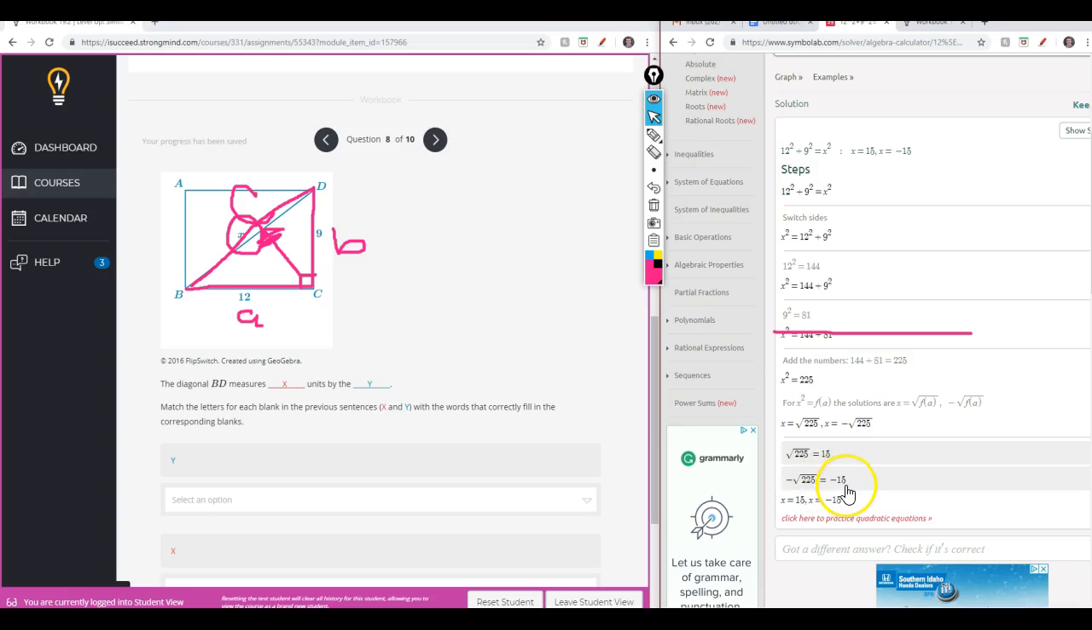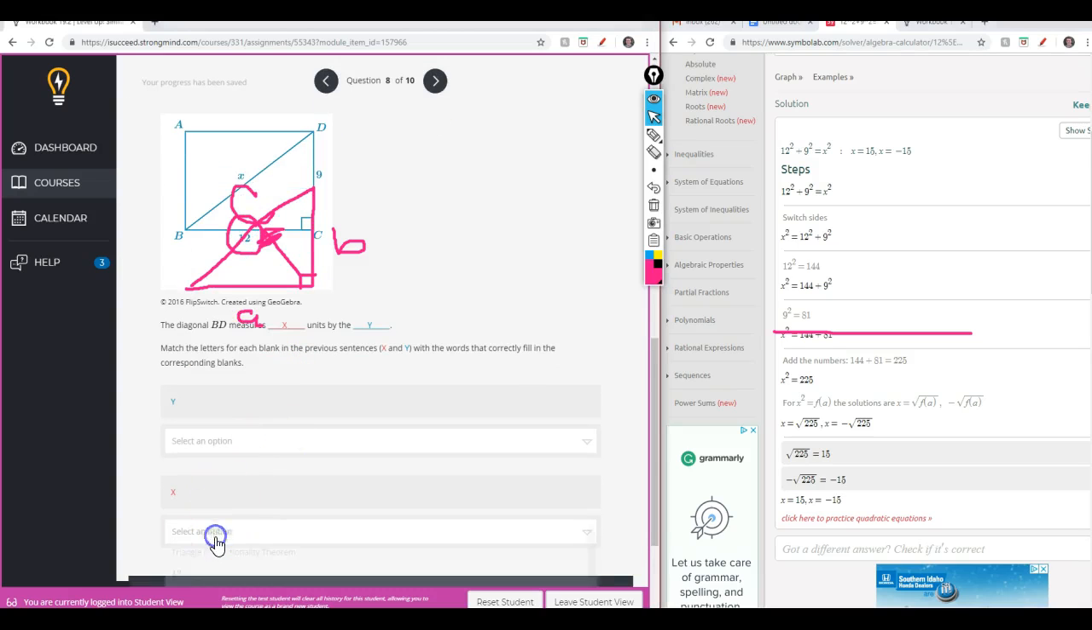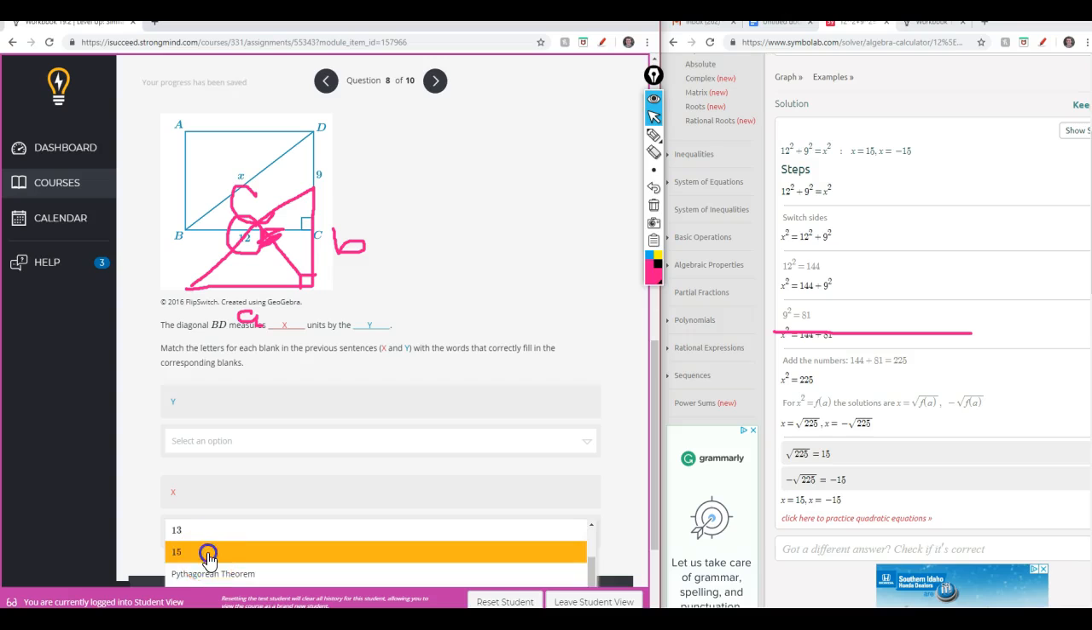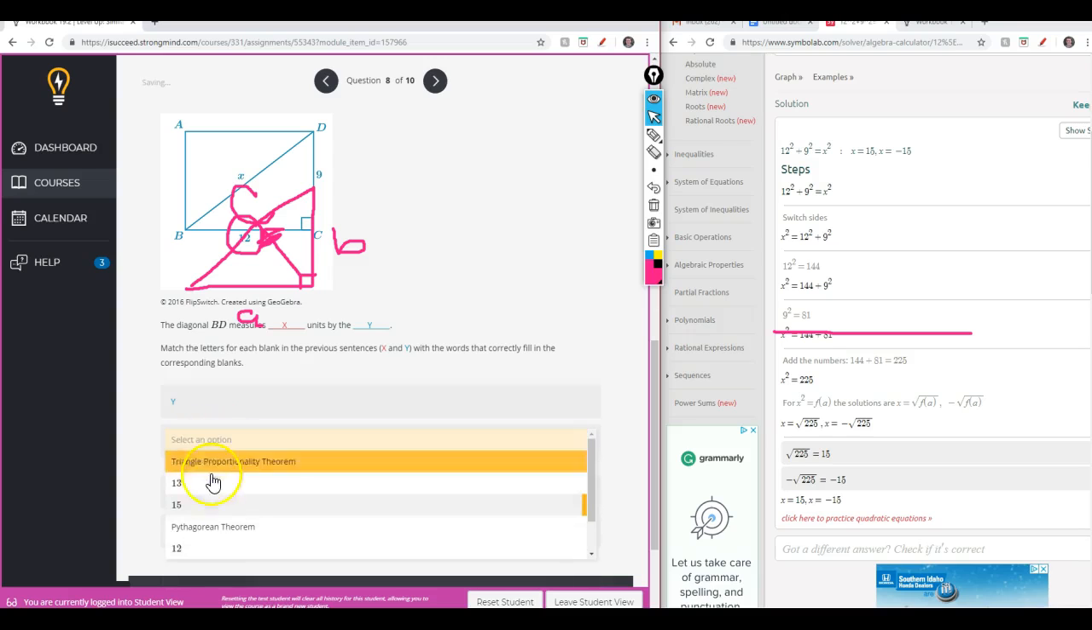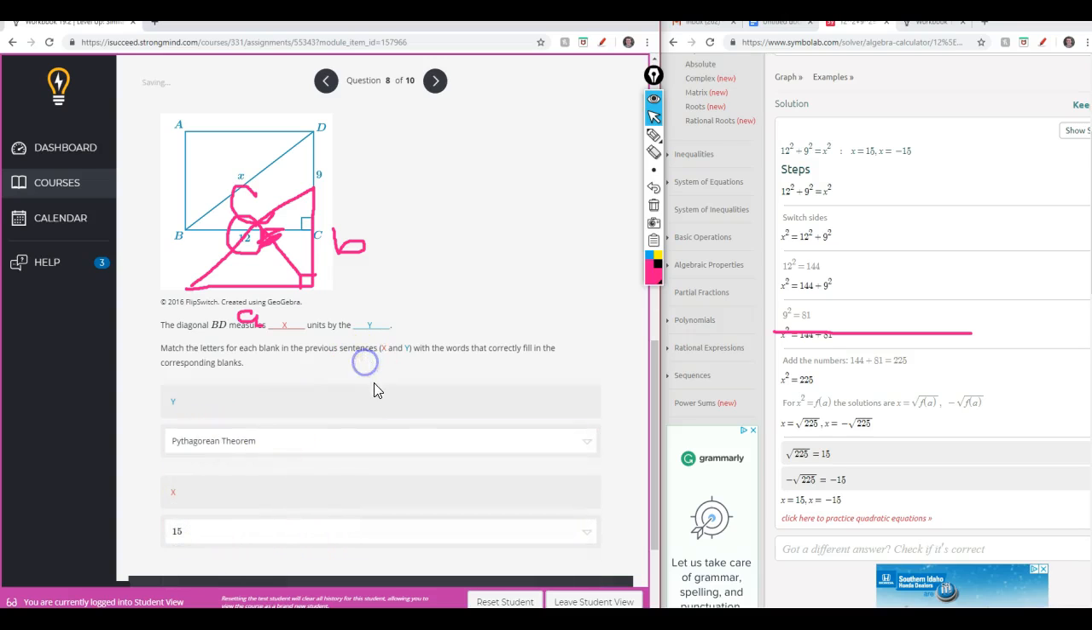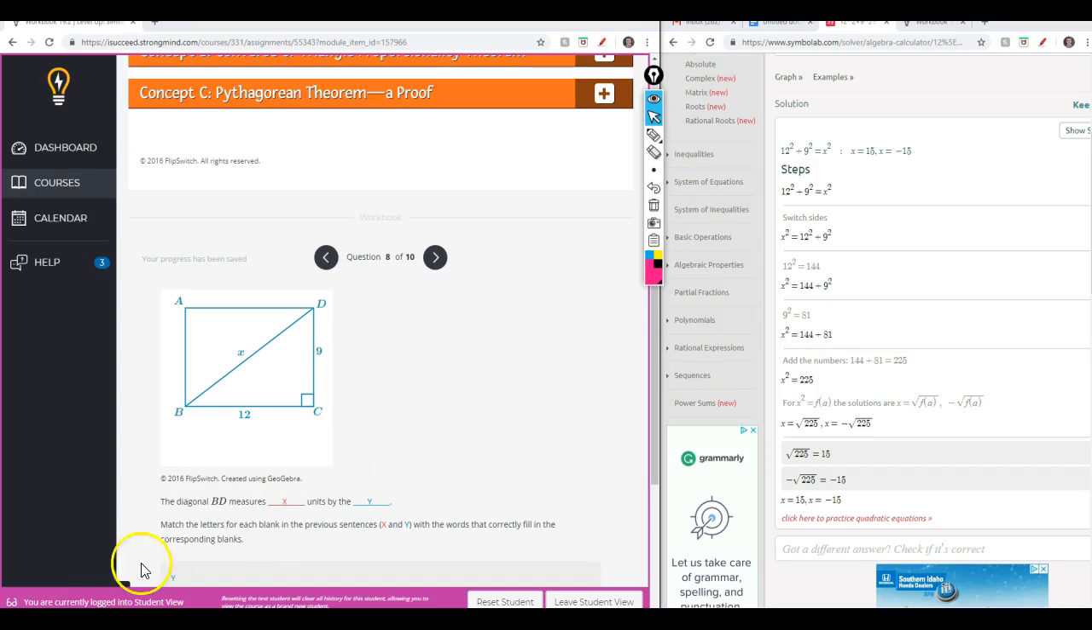So this is where we have to decide. If I'm talking about a distance, can that distance be negative? No. So that means our answer is 15. So the diagonal BD measures 15 units by the Pythagorean theorem. So that is the Pythagorean theorem, how to set it up, and when to use it.